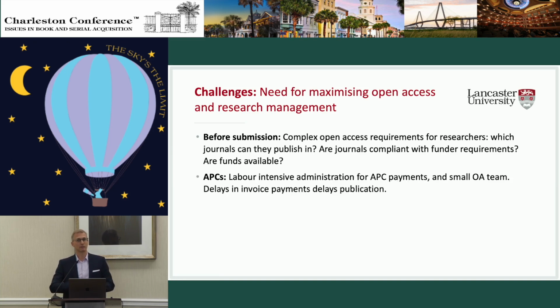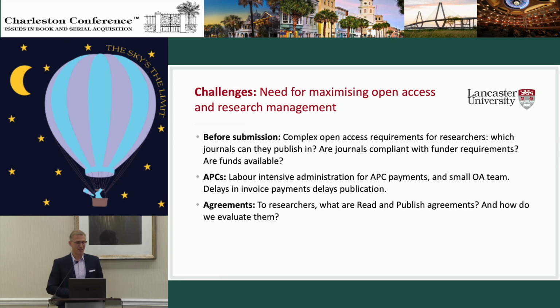For APCs, well, this small OA team at Lancaster has to collect a lot of data manually and check, is this author truly still affiliated with Lancaster University? Is this a gold or hybrid journal? Is it indexed in DOAJ? And they have to go around on a lot of different websites to collect this information, which causes delays in paying invoices, which delays publication, which creates frustrated researchers, which is the worst, I understand, a library can face. So not a great situation.